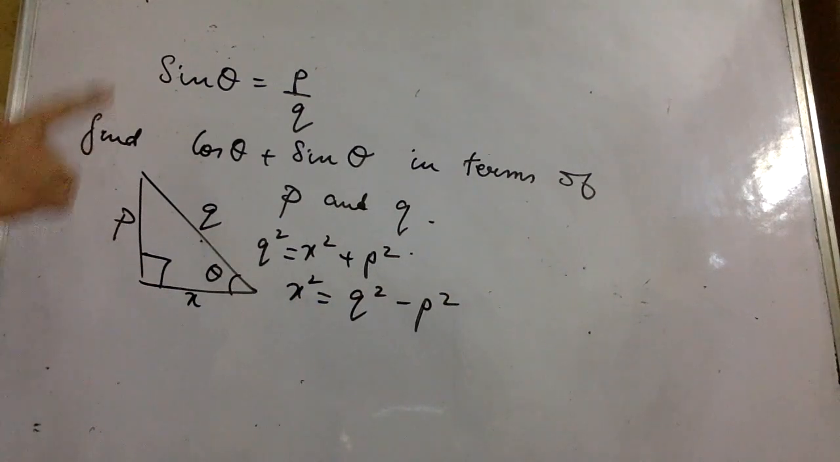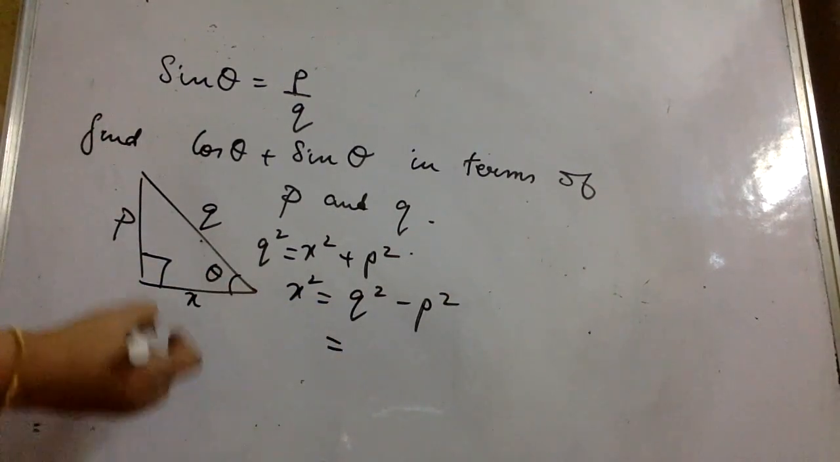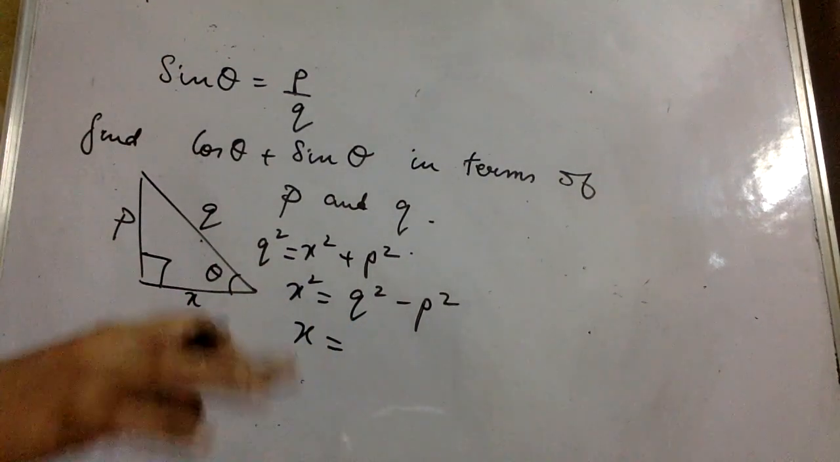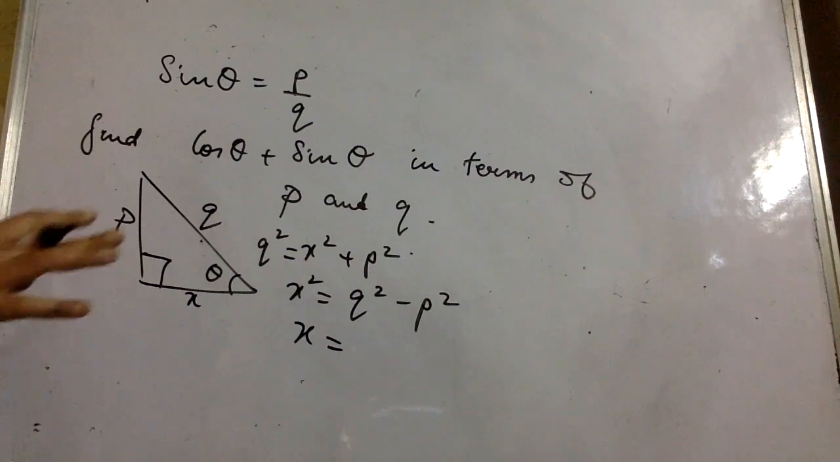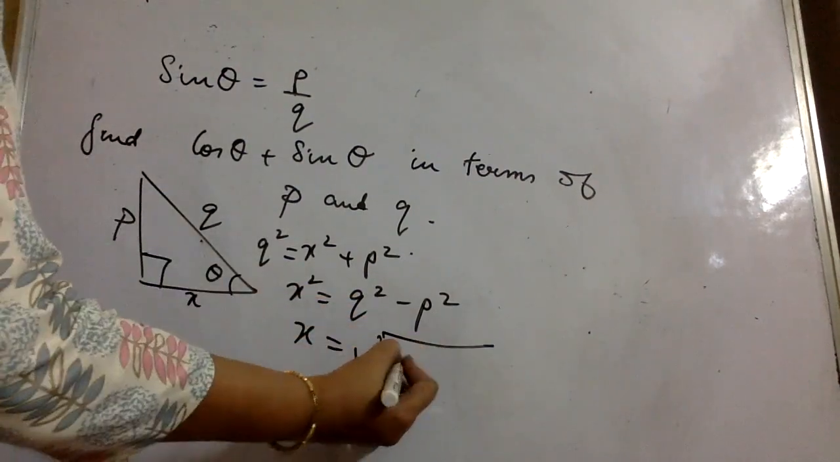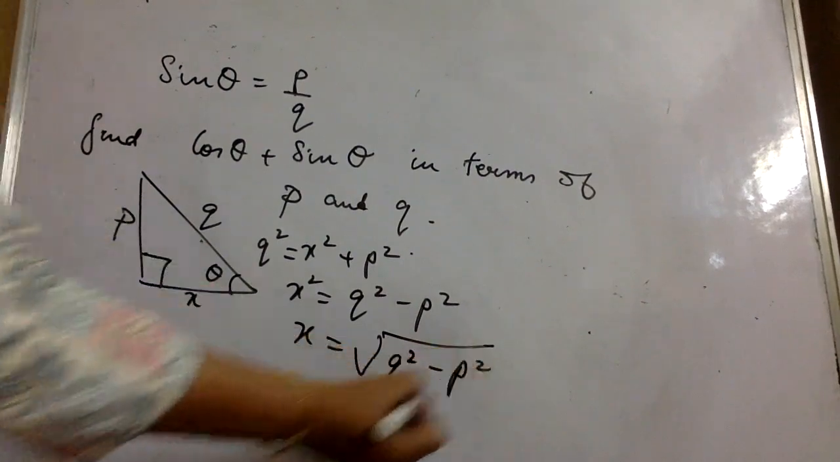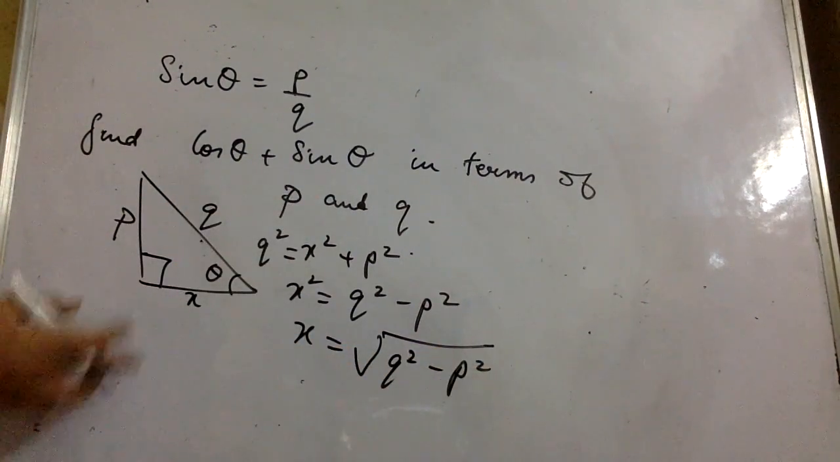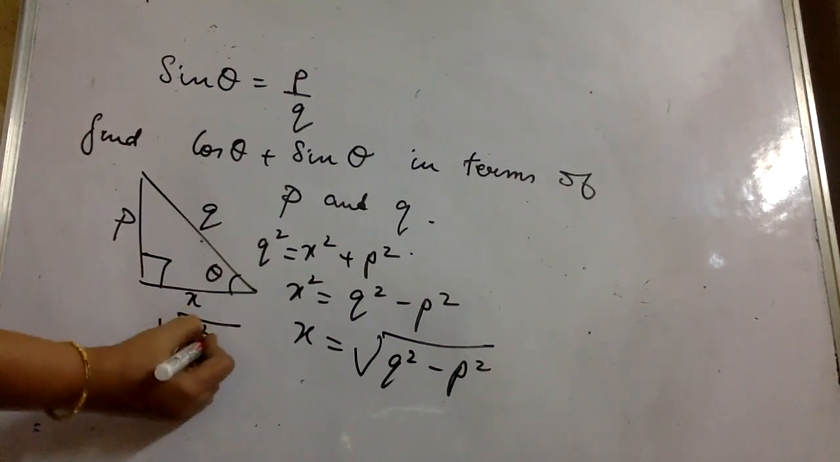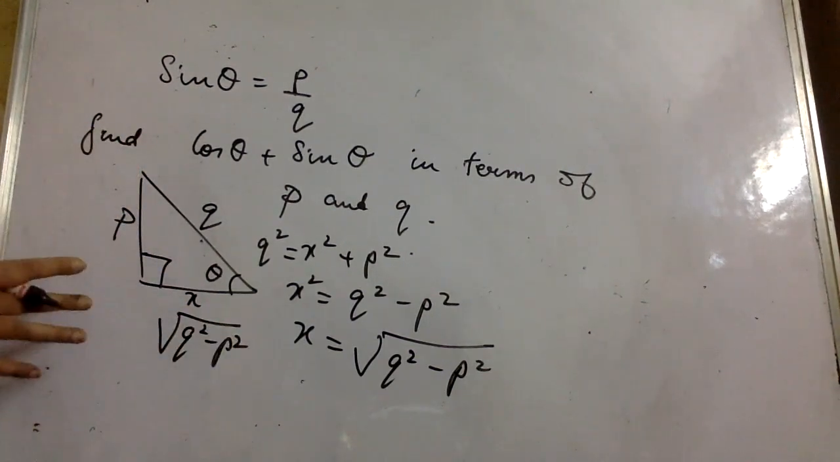Please don't write, 90% people will make it x is equal to q minus p. No, x is not equal to q minus p. Please don't do that. So x is just root over q square minus p square. You can't go beyond this. This is your value of this part, root over q square minus p square. You have to leave it like that.